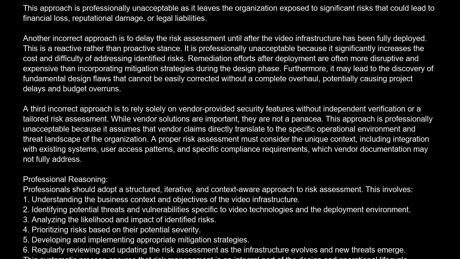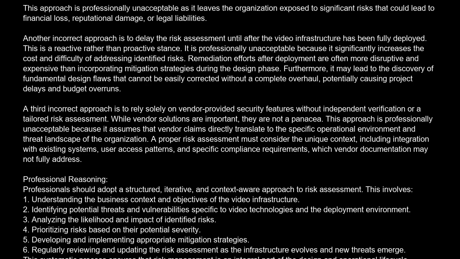Another incorrect approach is to delay the risk assessment until after the video infrastructure has been fully deployed. This is a reactive rather than proactive stance. It is professionally unacceptable because it significantly increases the cost and difficulty of addressing identified risks. Remediation efforts after deployment are often more disruptive and expensive than incorporating mitigation strategies during the design phase. Furthermore, it may lead to the discovery of fundamental design flaws that cannot be easily corrected without a complete overhaul, potentially causing project delays and budget overruns.